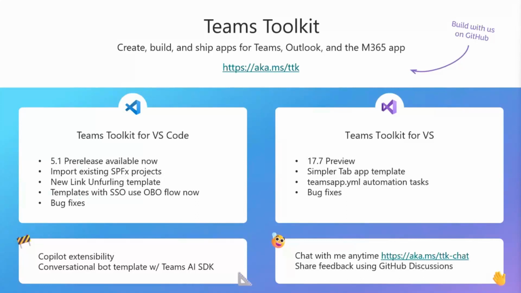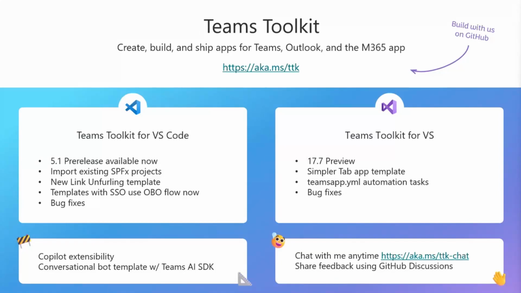We have the pre-release available in the VS Code extension that has a couple new things for SPFx projects, a new template for link unfurling to help you get started quickly with that, and some other quality of life stuff on our SDK. And then we're also full steam ahead on the Teams Toolkit for VS. So you can check that out now in the 17.7 previews. The release for that is planned for next week as part of 17.7. So look for that if you're a .NET developer, and happy to get feedback on that as well.